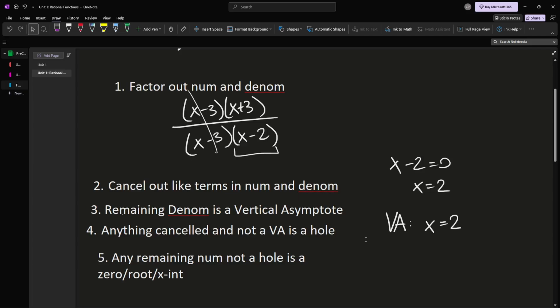And now there's a chain reaction. Once you do that, you look back at what you canceled out. Anything that is canceled and not a vertical asymptote is a hole. If there was another x minus 3 in the denominator, that vertical asymptote would take precedence. But since there isn't another x minus 3 in the denominator, and I canceled it out, I now see what makes that 0. x minus 3 equals 0, x equals 3. So I have a hole at x equals 3.